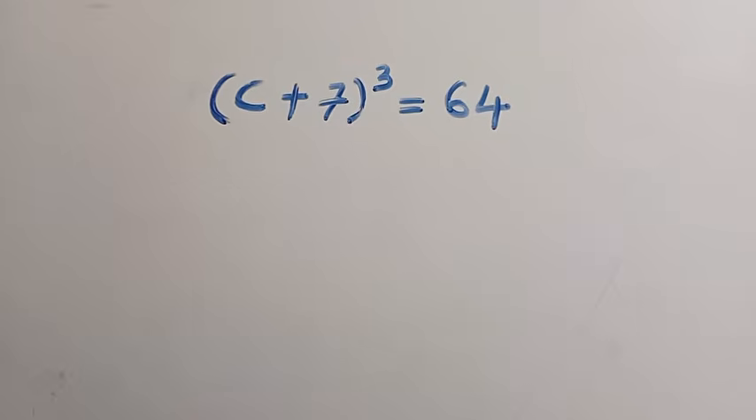Solving this problem might be so confusing. We are given (c + 7)^3 = 64. The question is, how many answers are we getting for this beautiful algebraic equation?